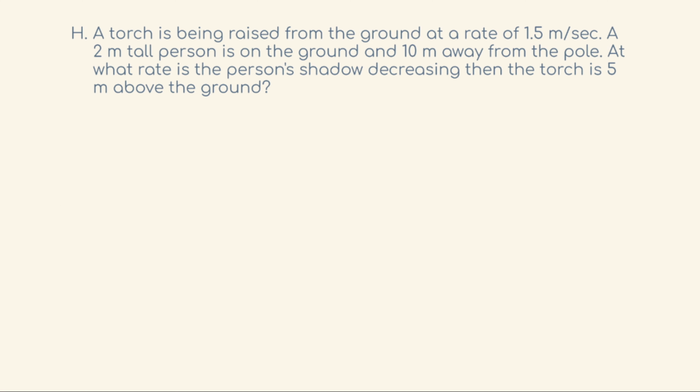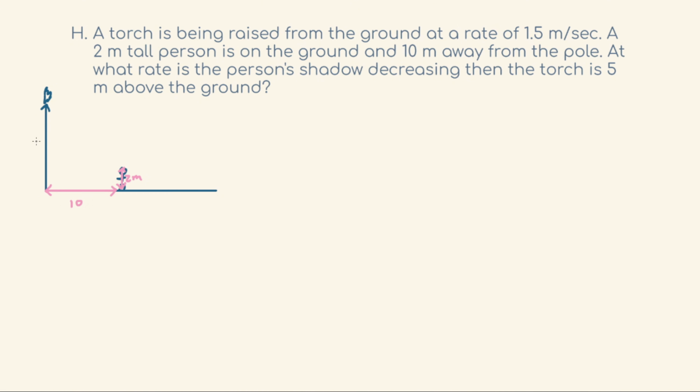So let's draw a diagram once again here. We've got the ground. Let's say the torch is being raised vertically upwards like this, okay? I'm not an artist, so I'm just going to fire, okay? That's the torch. And we know the person, let's put them over here, okay? They are 10 meters away from where the torch is being raised, okay? So this is 10 meters. And we also know that this person is 2 meters tall, okay?